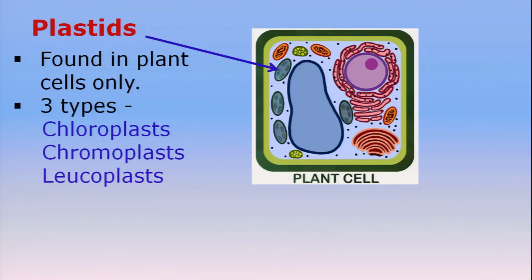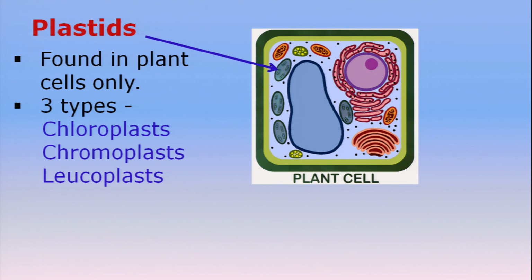Now these chloroplasts are the plastids that contain green colored pigments. You can see the green leaves or soft green stems because of the presence of these chloroplasts. They contain these green pigments called chlorophyll. And chromoplasts are the types of plastids that contain colorful pigments.